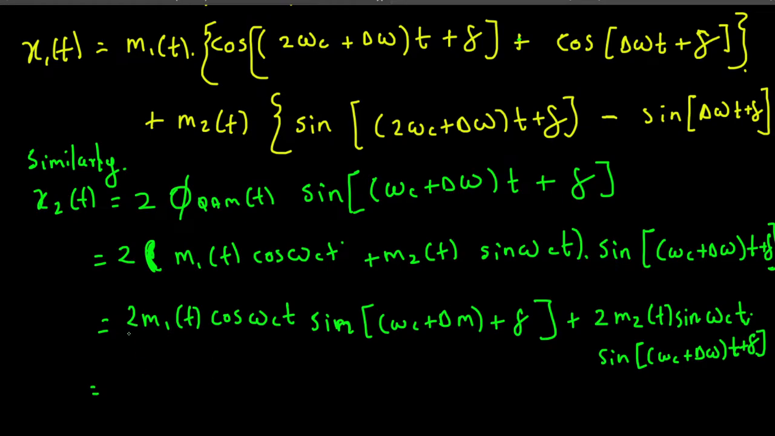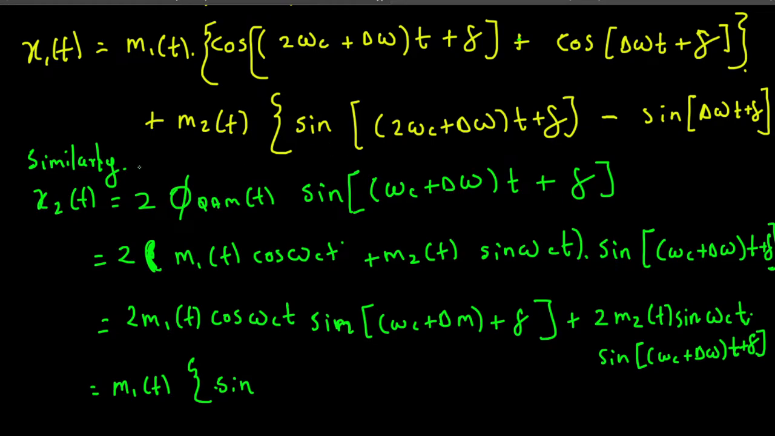And when we do that, this is going to be half times the cos expression, so this 2 will be removed. Then we are going to have m1 of t, cos and sine, that's going to be sine of both of them. And here also a plus b, a minus b, so it's going to be exactly like this. If you just copy this one and change the signs accordingly, this is also going to be sine of both of them and cos of both of them.